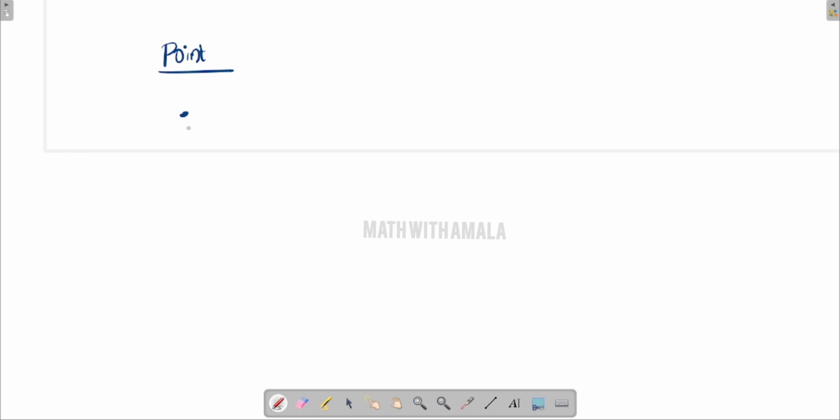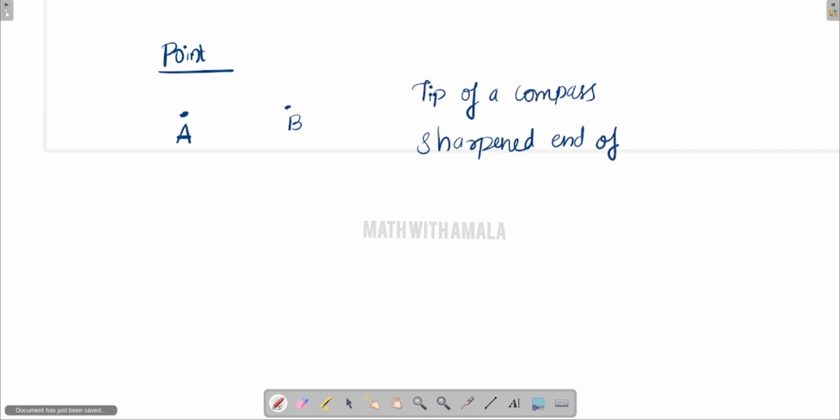This is a point, and we can denote it with a name A. Like we all have a name, we can denote it with another name like B, C, D. Whatever, we can denote it with a particular letter. It can be a capital letter. So how can we mark this? We can mark points with the tip of a compass, and a sharpened end of a pencil.